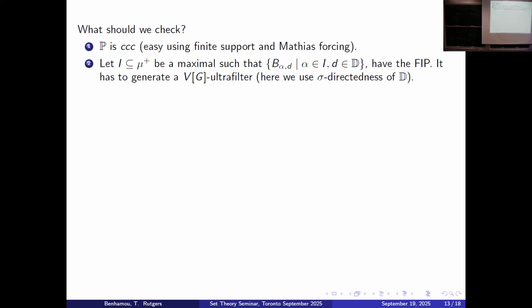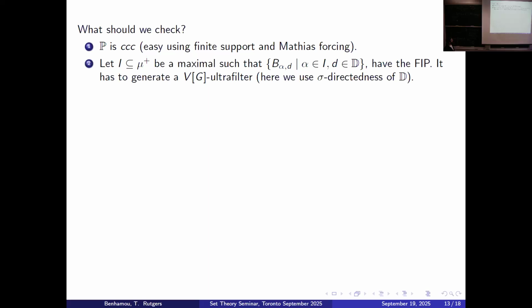So let I be a maximal set such that the collection of all alphas in I, so all the generic sets I added at index alpha, but for the entire row, I'm not allowing to skip anyone here, have the finite intersection property. Okay. So maybe I is empty, we don't know, but we claim that it's not. And in fact, if you look at the B's indexed by such a maximal I, it is a V-generic ultrafilter. And here this is where we're also going to use the sigma directedness of D.